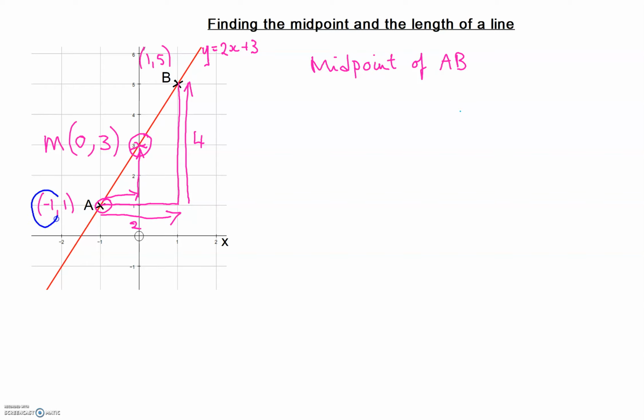So halfway between -1 and 1 is 0. And halfway between 1 and 5, we get the value 3. So the midpoint of the line AB is at 0, 3.